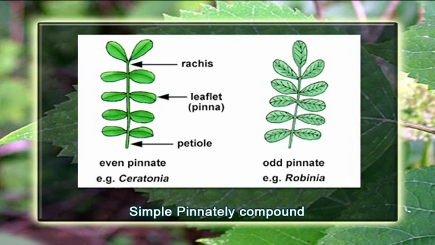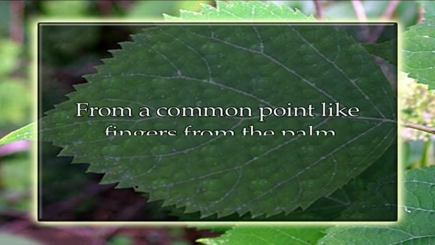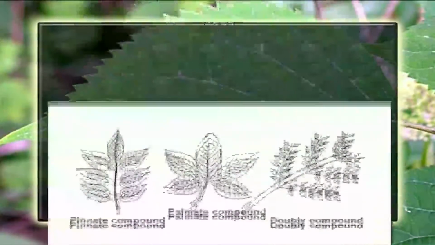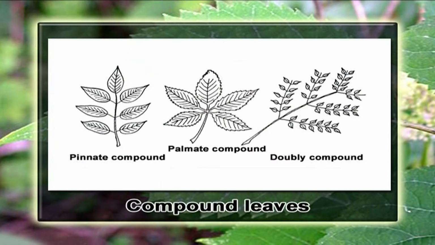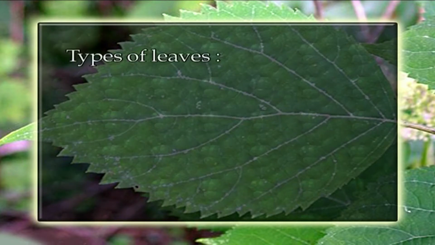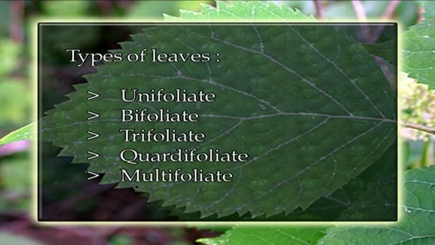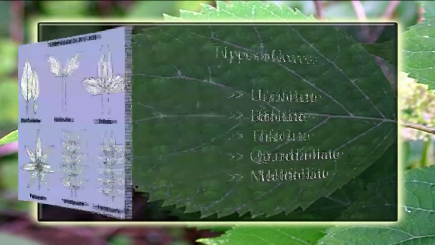If all leaflets arise from one point as rays and thus seem to be radiating from a common point like fingers from the palm, then it is called the palmately compound leaf. And if the leaflets arise from the sides of the rachis, the leaf is called pinnately compound leaf. Now, types of palmately compound leaves. These are of 5 types: unifoliate, bifoliate, trifoliate, quadrifoliate and multifoliate, which is also called digitate.